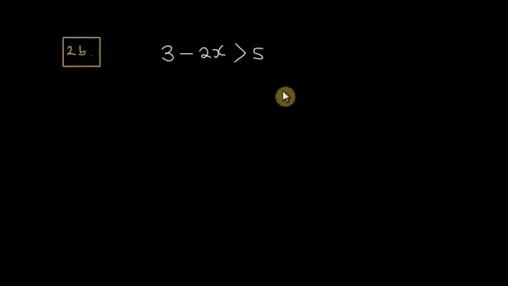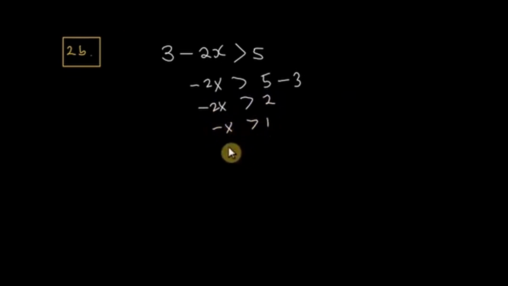Part 2b of the question is to solve an inequality. So here we have 3 minus 2x is greater than 5. So let's transpose for x. So first we'd have minus 2x is greater than 5 minus 3. We're subtracting 3 from both sides. So we end up with minus 2x is greater than 2. Dividing through by 2, you would get minus x is greater than 1. And therefore, the minus sign would cause this inequality to reverse. So we'll have x is less than negative 1.